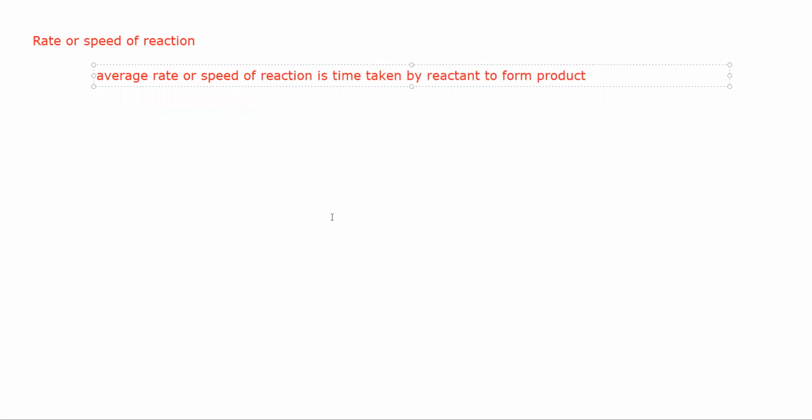So how do we define an average rate or speed of the reaction? Average rate or speed of a reaction is the time taken by reactant to form product. So how much time the reactant will take to form a product, that's called the speed or the rate of reaction. And there are two ways to calculate the speed or the rate of reaction.